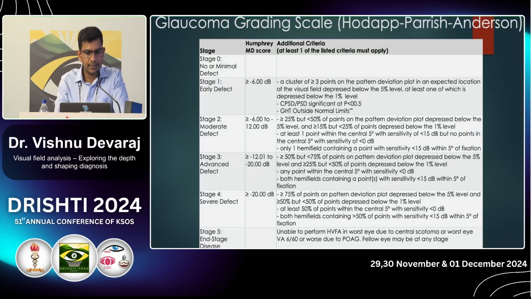So the glaucoma grading scale is by Hodapp-Parrish-Anderson criteria. So early defect is less than 6 decibels, and a cluster of which we are using Anderson criteria. And stage 2 is moderate defect, 6 to 12, and stage 3 is advanced defect, and stage 4 severe defect is more than 20 decibels. And stage 5 is end stage disease, where the patient is unable to perform the HVF.